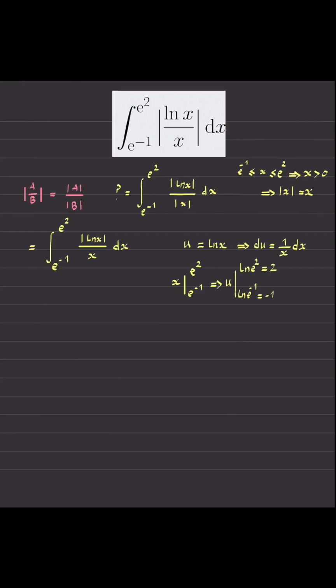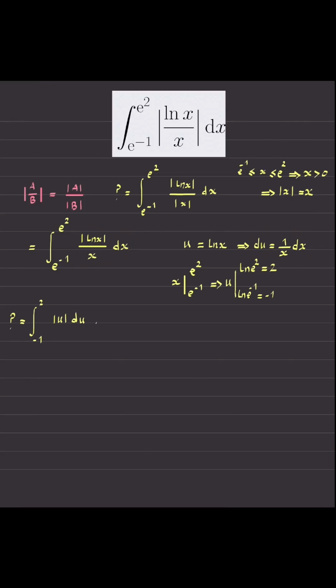So now my question mark can be written in terms of my new variable in a very simple form. So it goes from minus 1 to 2, and then I will have absolute value of u, because u is just, instead of ln of x, I just put u, and then you see that this combination dx over x is just simply du.